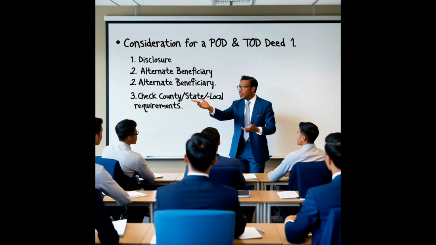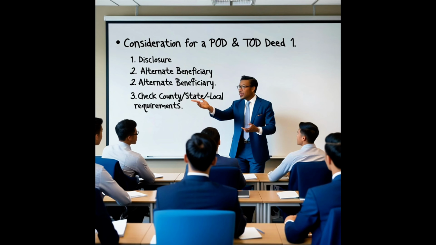Other key considerations that will apply to the TOD as well as to the POD accounts are: number one, disclosure. It is not mandatory to inform your beneficiaries about the existence of the deed. However, I consider it good practice, especially for significant assets, to let your beneficiary or beneficiaries, or perhaps a family advocate, know as to the existence of the deeds. Number two, consider naming an alternate beneficiary in case the primary beneficiary does not outlive the owner.